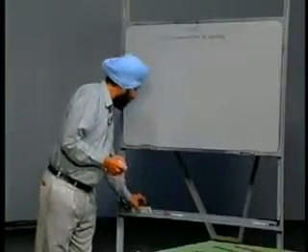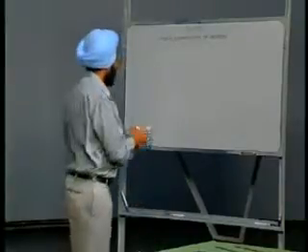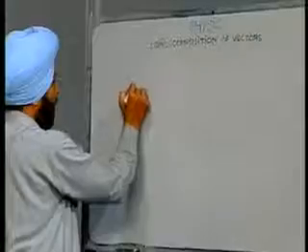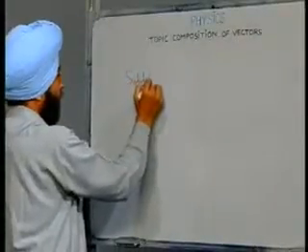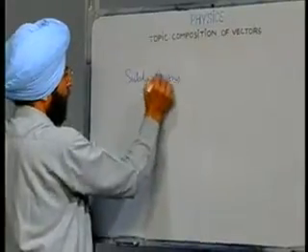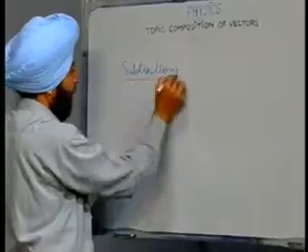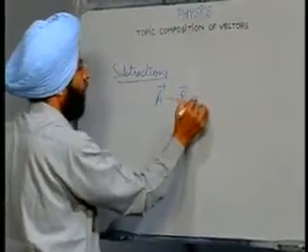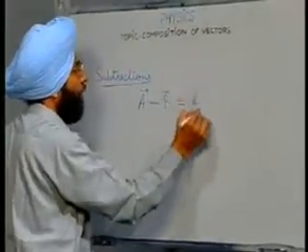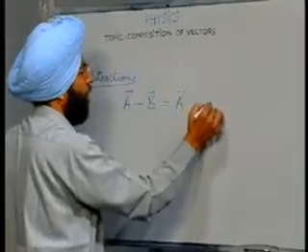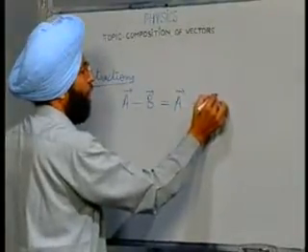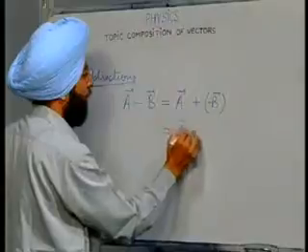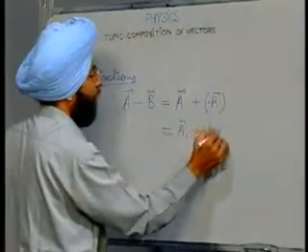So far we have discussed addition. Now, if we have to subtract a vector, subtraction of vectors, suppose we are to find A minus B. What we do is we write A plus minus B. So, we add A and the negative of B.